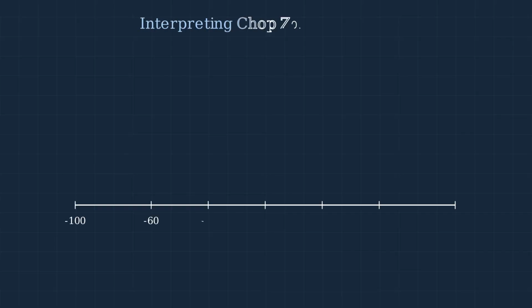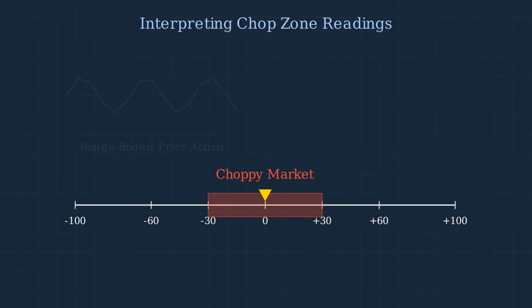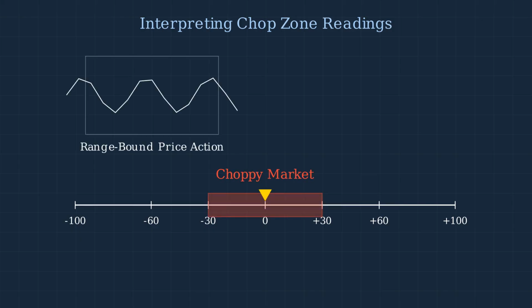The chop zone indicator provides readings that help traders identify market conditions. Readings near zero, typically between -30 and +30, indicate choppy sideways markets. In these conditions, trading ranges dominate, making breakout strategies less effective.